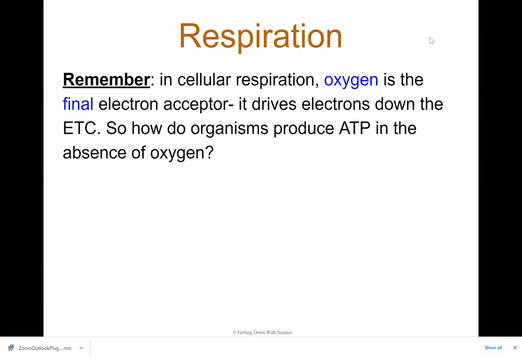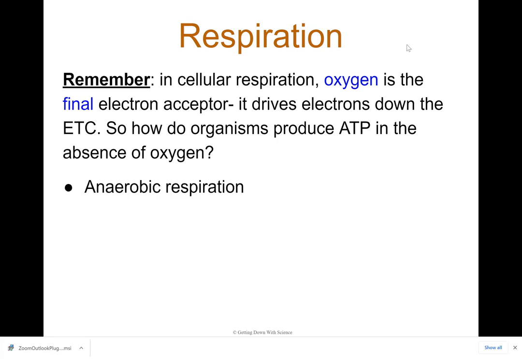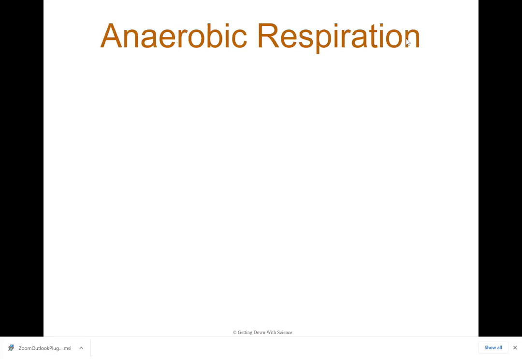Remember, in cellular respiration, oxygen is the final electron acceptor. It drives the electrons down the electron transport chain. So how do organisms produce ATP in the absence of oxygen? The answer is anaerobic respiration, fermentation. They're kind of the same thing, just the pathways are going to vary.